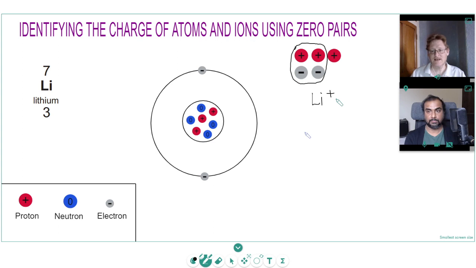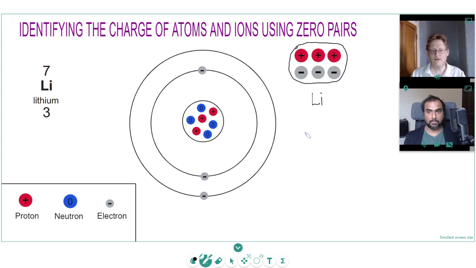Excellent. So we can see, in the electron structure and in the zero pair structure, that we have one more proton than electrons, and therefore we have an overall one positive charge. And that would be the same result for all the elements in group 1 of the periodic table, because they all want to lose an electron to gain a full outer shell.